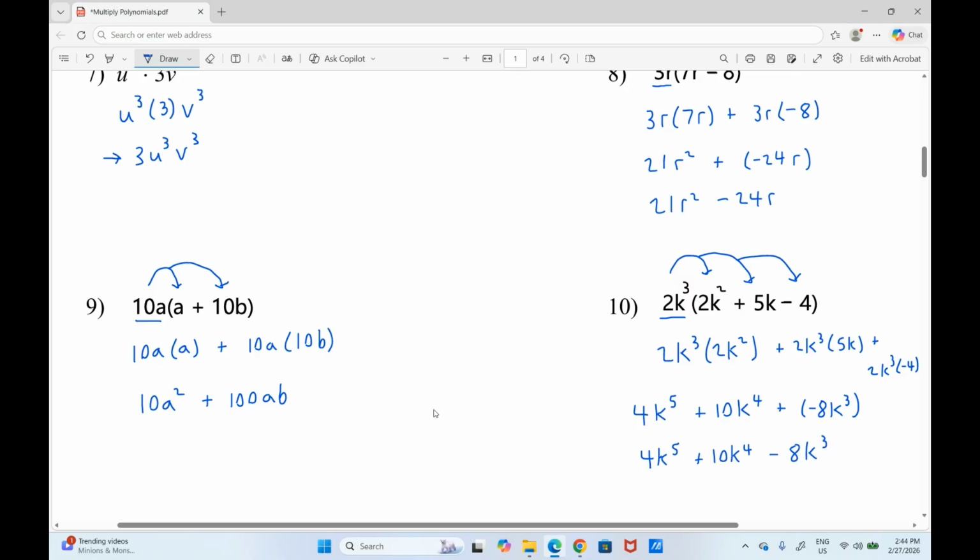And hopefully that gives you a good idea of how to multiply all these different forms of polynomials.